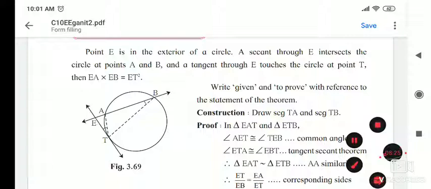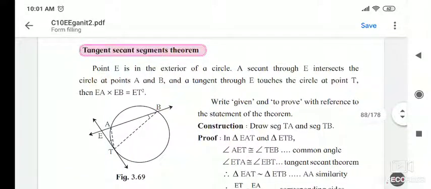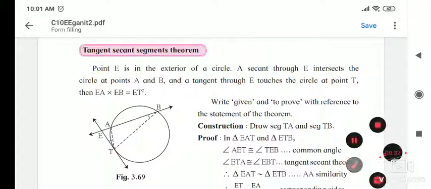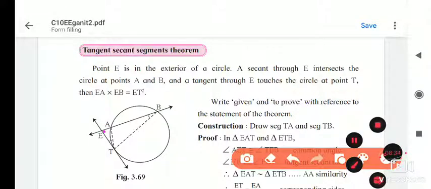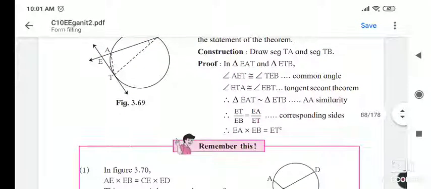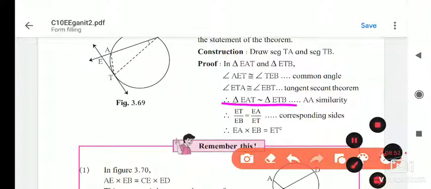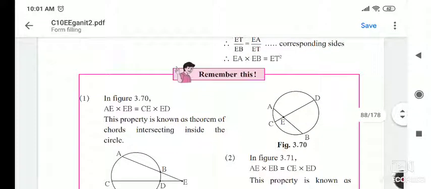Okay, so this is the tangent secant segment theorem. In this theorem, first we have to show this angle is congruent, and then afterwards these two angles are congruent to each other. Once they are congruent, the triangles EAT and ETB are similar to each other by the angle test of similarity. Once you get this, as per correspondence of the points, if you write their similarity, you will get your proof. Now remember this point.